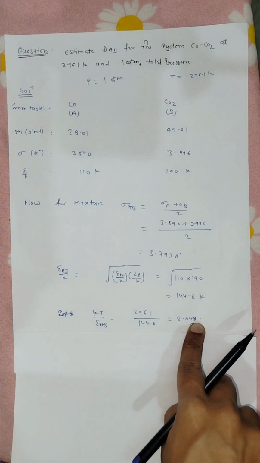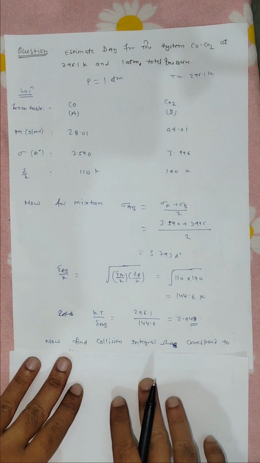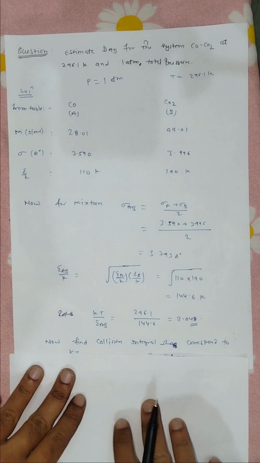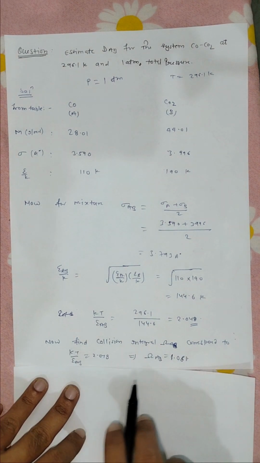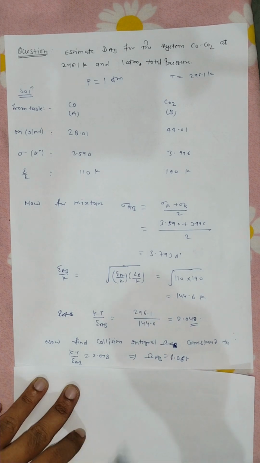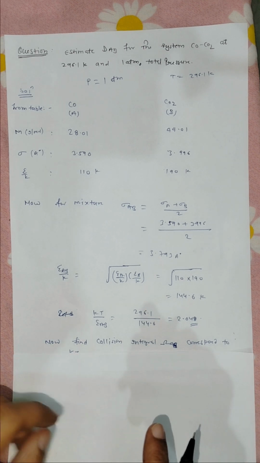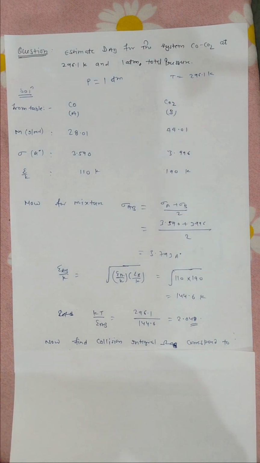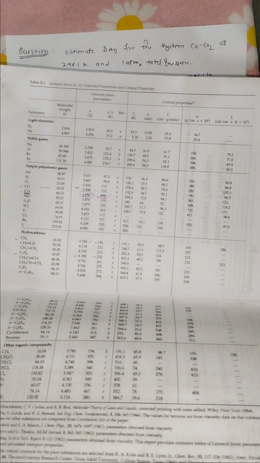And from the table, we have got collision integral as 1.067. Okay, from the table. And now I'll explain you how I got this data and how we have calculated this using that table. So just a minute. So yes, let me explain you how we have gathered the data.